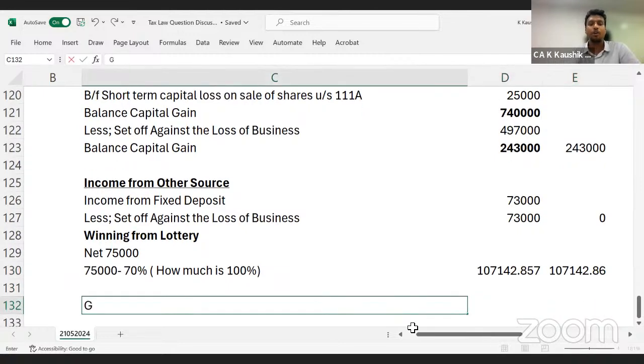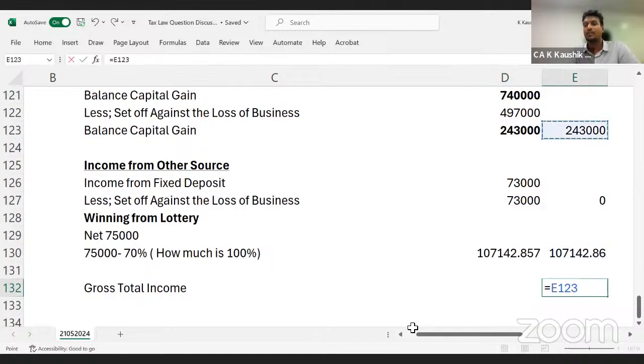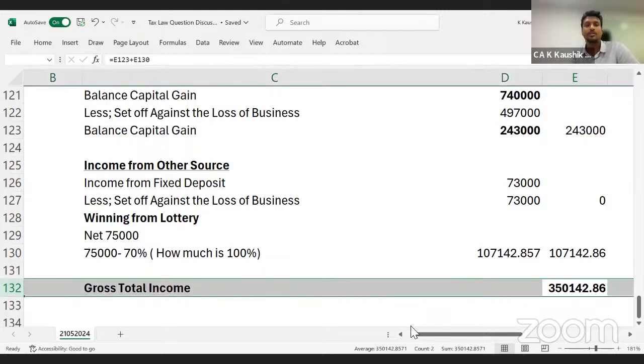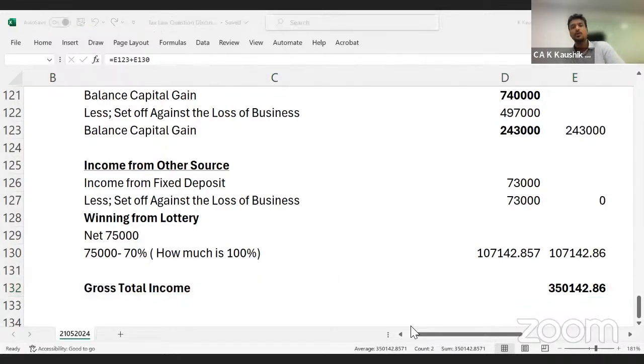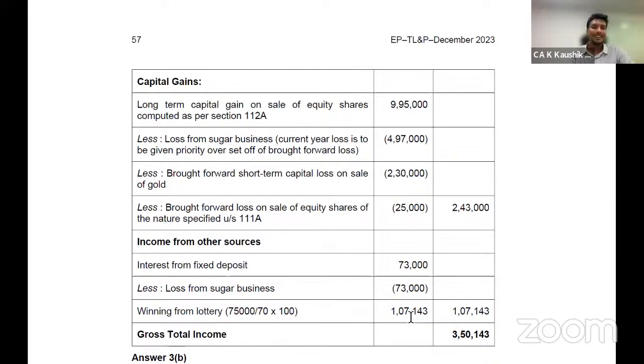Thereby, my gross total income will become 2,43,000 plus 1,07,143 will become 3,50,143. So this is the overall approach that you will follow for looking at the set off and clubbing provisions. So here we complete the part A of question number 3. We'll quickly proceed to question number 3, part B.